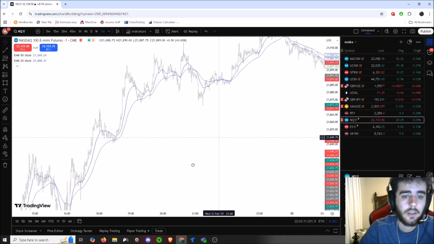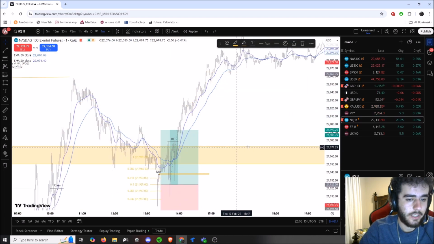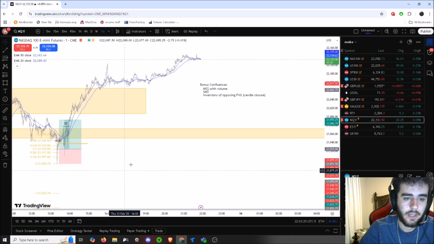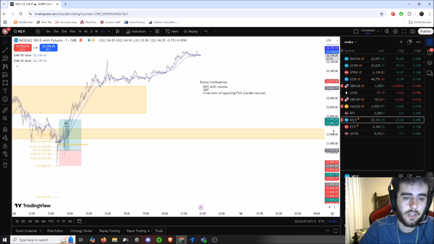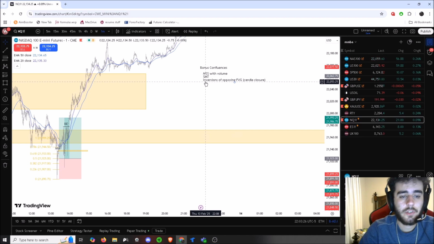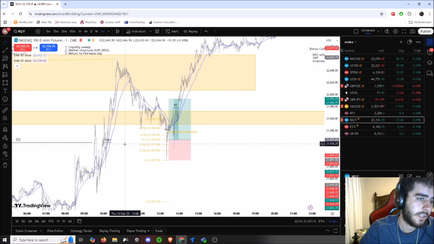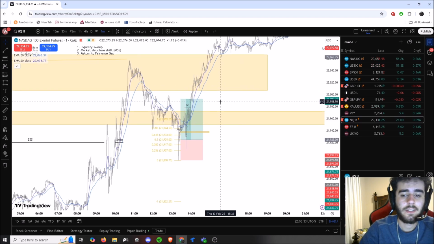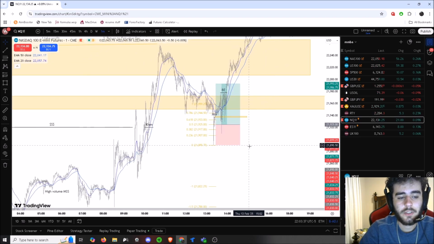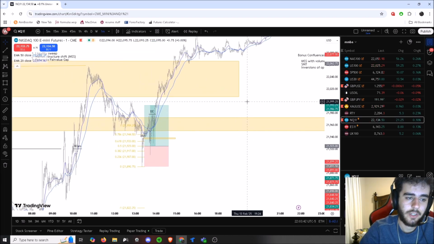That is the conclusion of our trading strategy with all things talked about and taken care of. Bonus confluences: MSS with volume, SMT, and inversions of opposing fair value gaps, candle closure. These are just added confluences, and they simply mean that the trade will have a higher probability of playing out. So in your journal, you may say, this was a really good trade. This was a good setup.